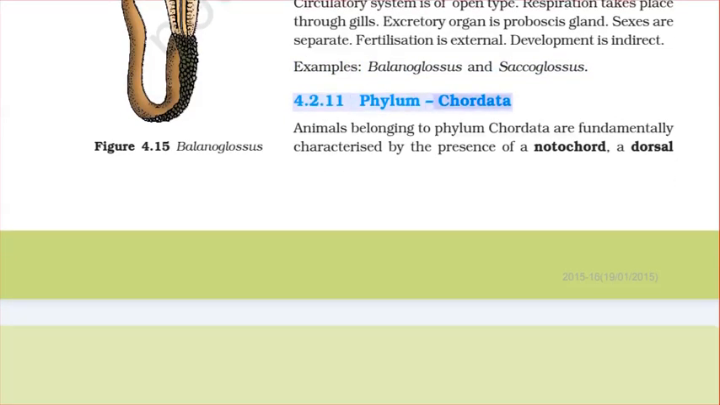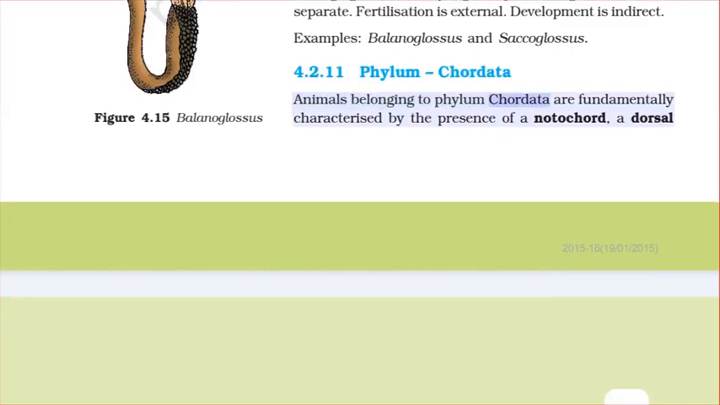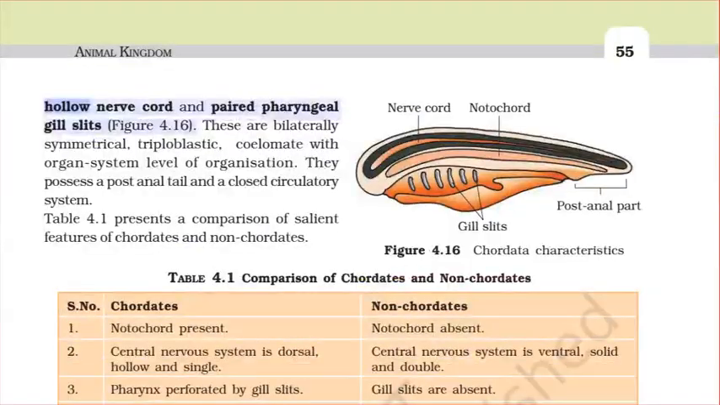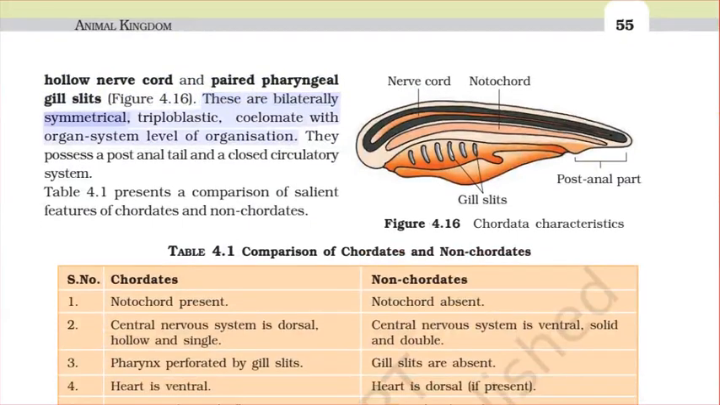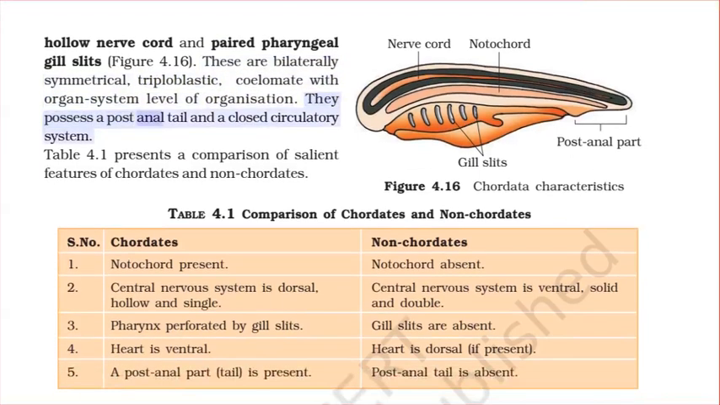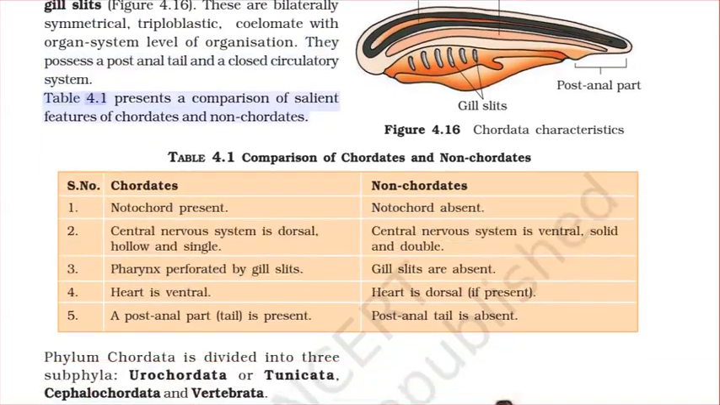4.2.11 Phylum Chordata. Animals belonging to phylum Chordata are fundamentally characterized by the presence of a notochord, a dorsal, hollow nerve cord, and paired pharyngeal gill slits, figure 4.16. These are bilaterally symmetrical, triploblastic, coelomate with organ system level of organization. They possess a post-anal tail and a closed circulatory system. Table 4.1 presents a comparison of salient features of chordates and non-chordates.